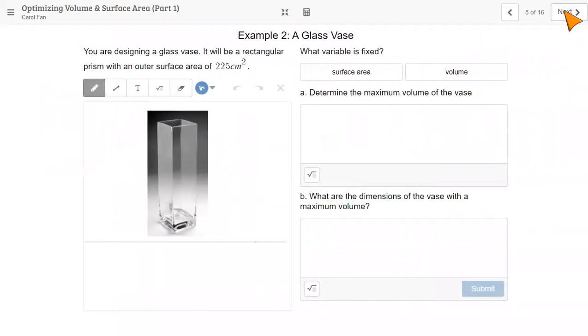Okay, let's go on to the next example here. We have a glass vase. You're designing a glass vase, and it's going to be a rectangular prism with an outer surface area of 225 centimeters squared. One thing I do know is that the surface area is fixed. They've told us that. We also know that a glass vase is only going to have 5 sides instead of 6. Because if it's the vase, for it to be useful, I need to have the top part open so that I could put flowers in here.